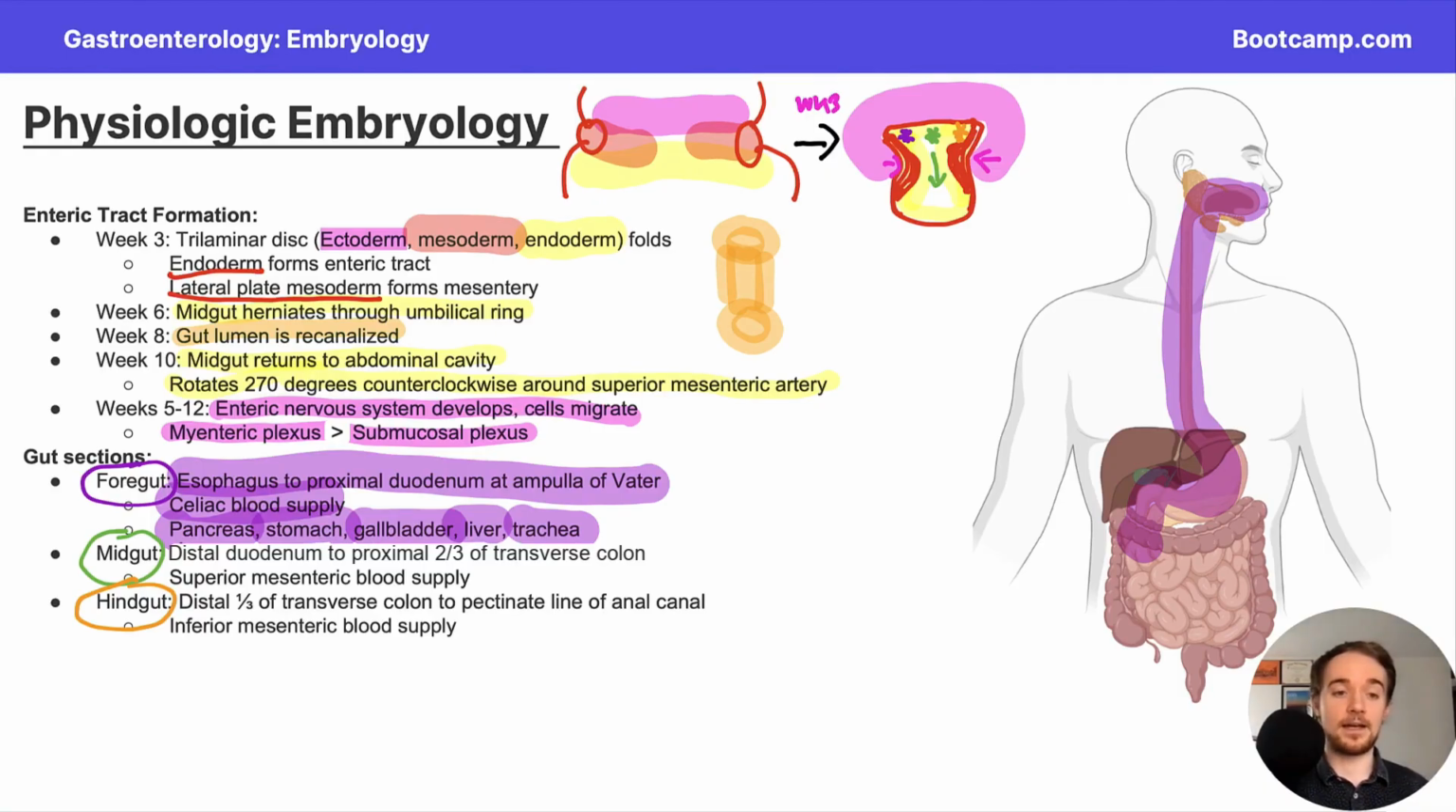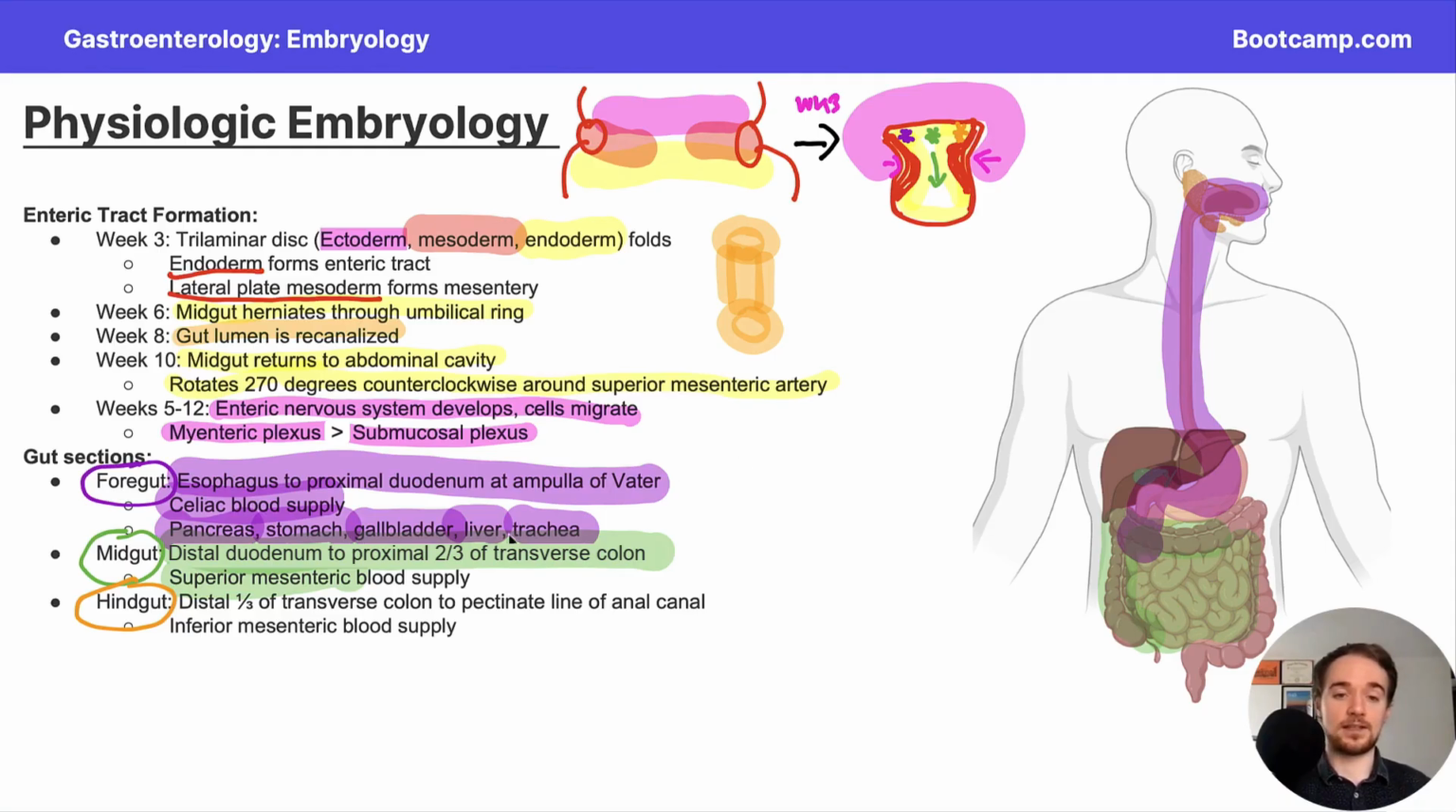Our next gut area is going to be the midgut. This is the portion that herniated outwards during week 6, and then returned during week 10, and then twisted 270 degrees counterclockwise around the superior mesenteric artery, which is the blood supply to the midgut. So the midgut is the distal duodenum through to the proximal 2/3 of the transverse colon. So where we just started there, it's going to include the entirety of our small intestine, except for that portion of the duodenum formed by the foregut, and then it's going to include the cecum, the appendix, the ascending colon, and then 2/3 the way through to the transverse colon right there.